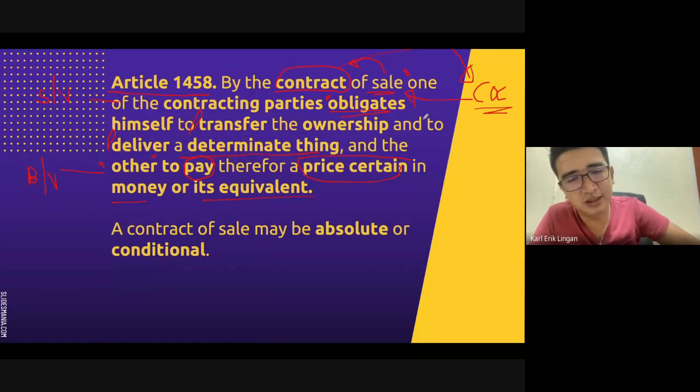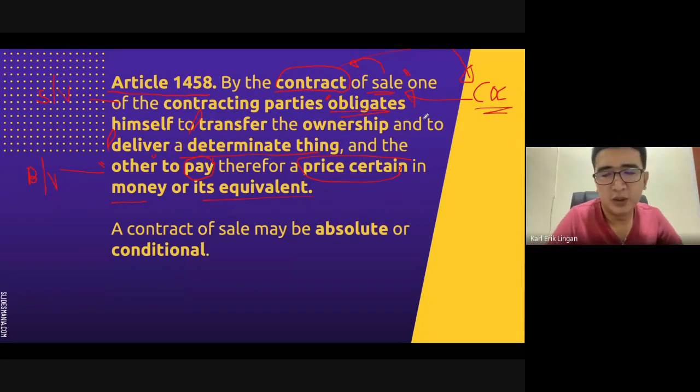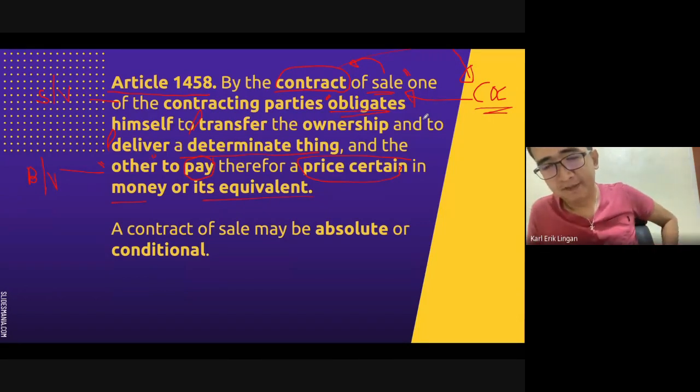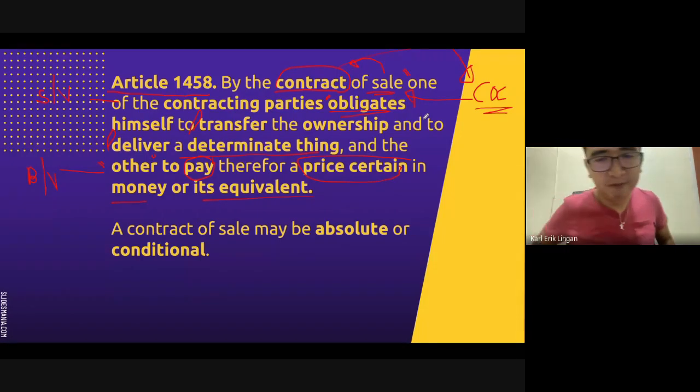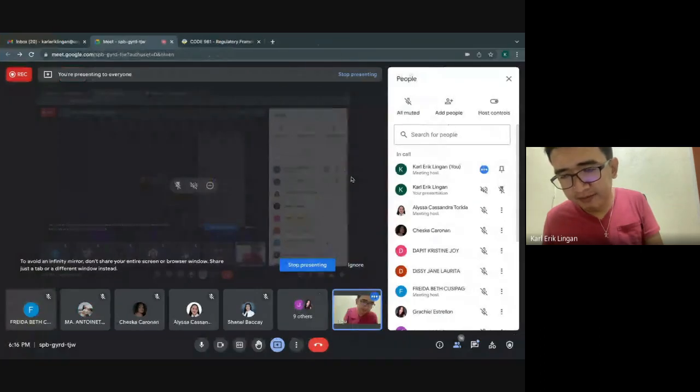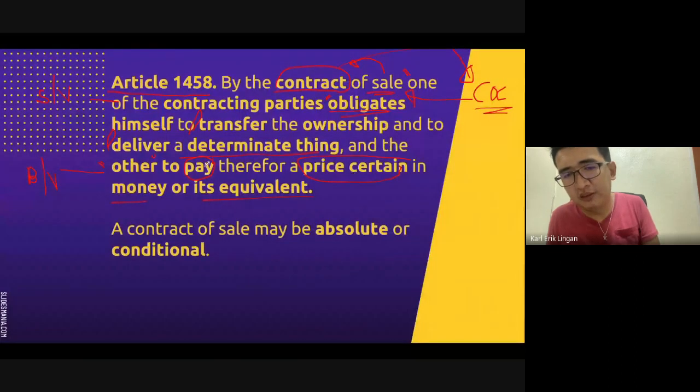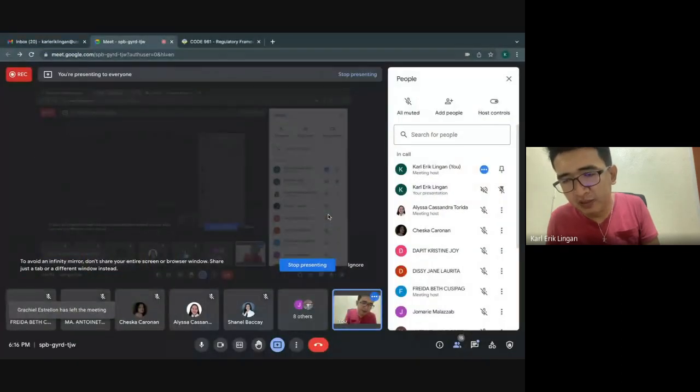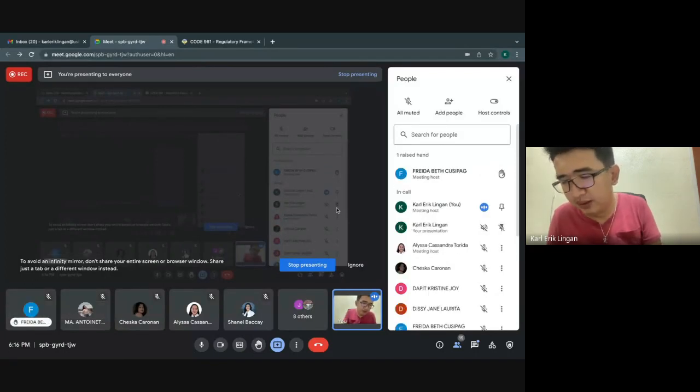Sabi mo kanina, object is the subject matter. That subject matter is... one, two. I have to count kasi maubos yung oras natin. Three. Miss Chanel, four. Five. Miss Chanel. Oh, continue. Anyone? Sabi niya, object matter is the subject matter in a contract of sale, which is? Anyone? Sige, Miss Freda.